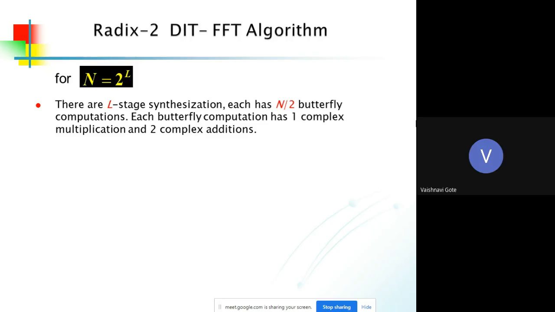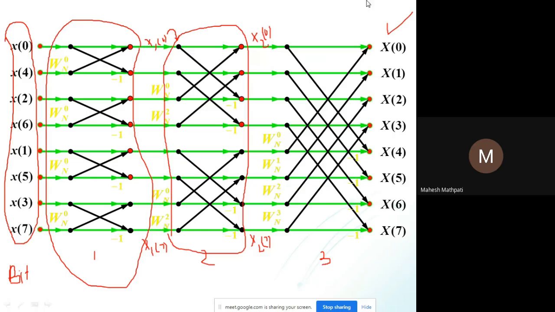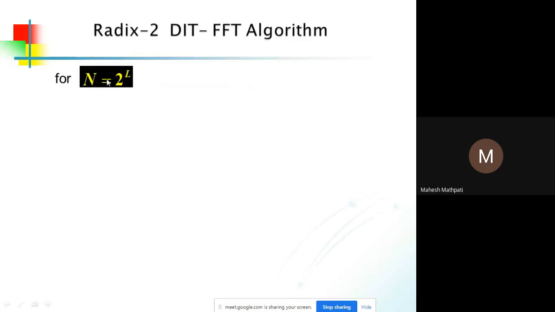Yes. So what you are understanding is there are V stages. Each has n by 2 butterfly computations. For example, we have considered here an 8-point DFT. How many total stages are there here? 1, 2, 3 stages. That means V equals 3 here. But each stage has n by 2 butterflies. What is n? 8. So 8 by 2, what is the value? 4. That means each stage has 4 butterflies here.